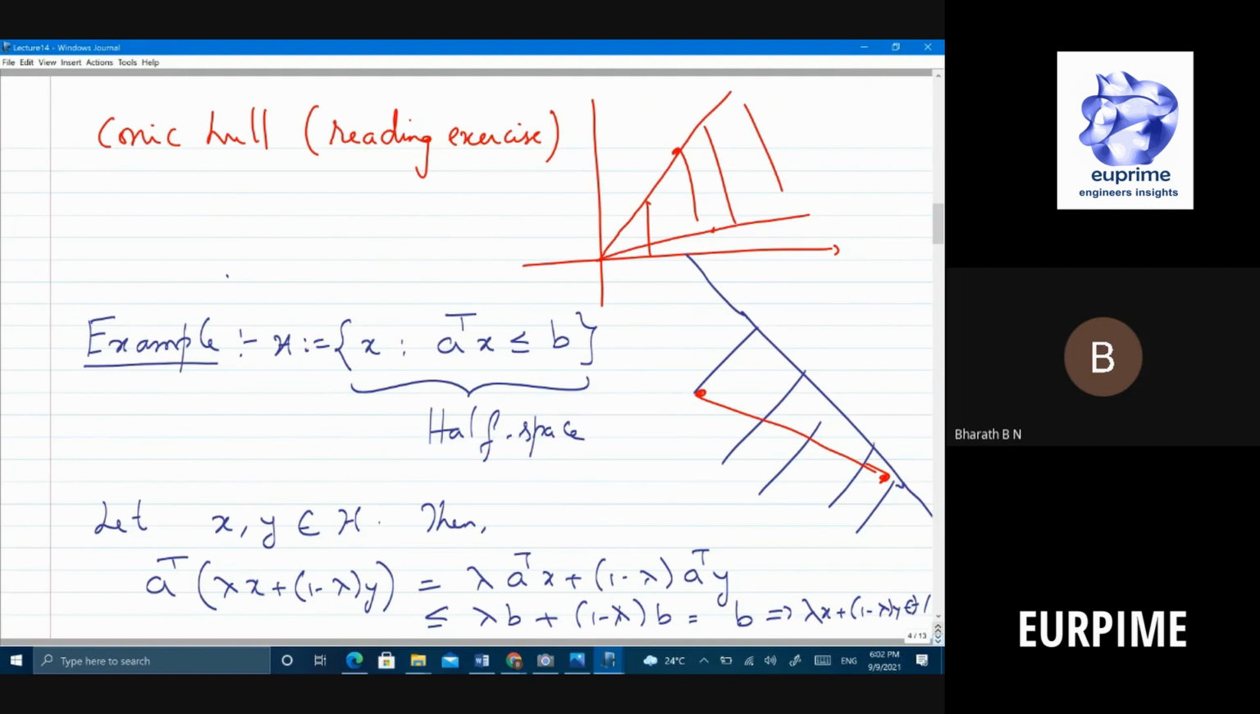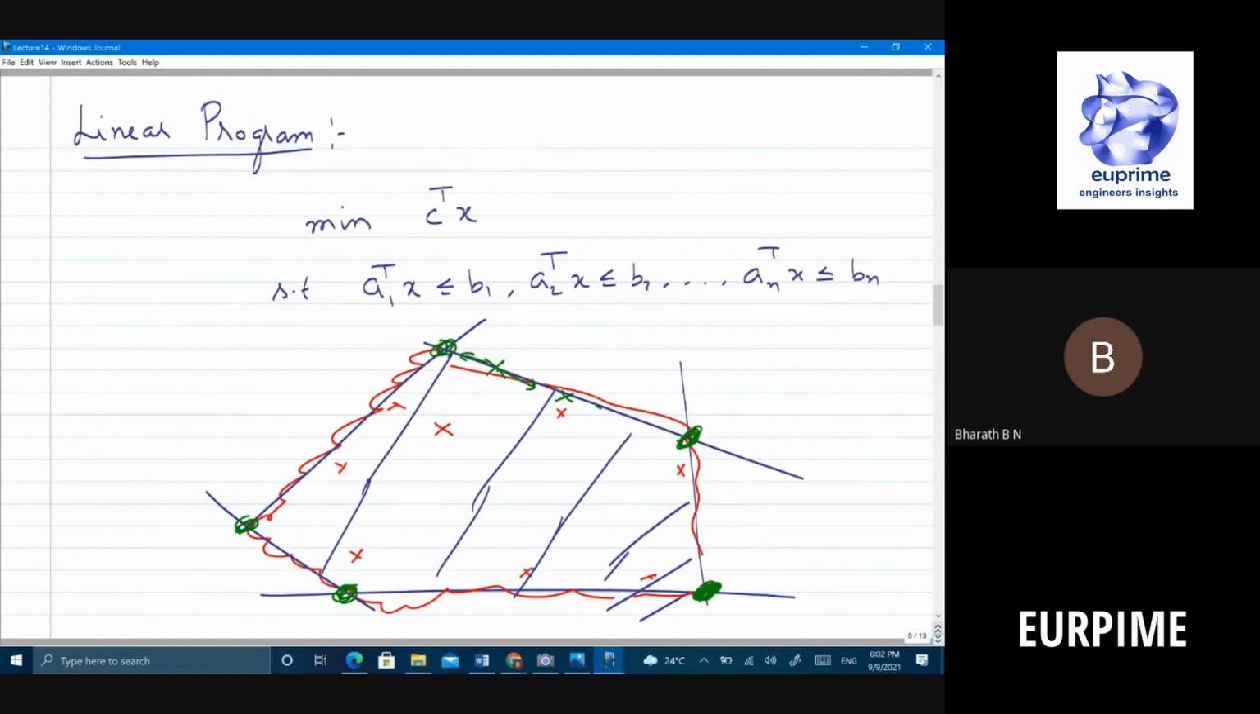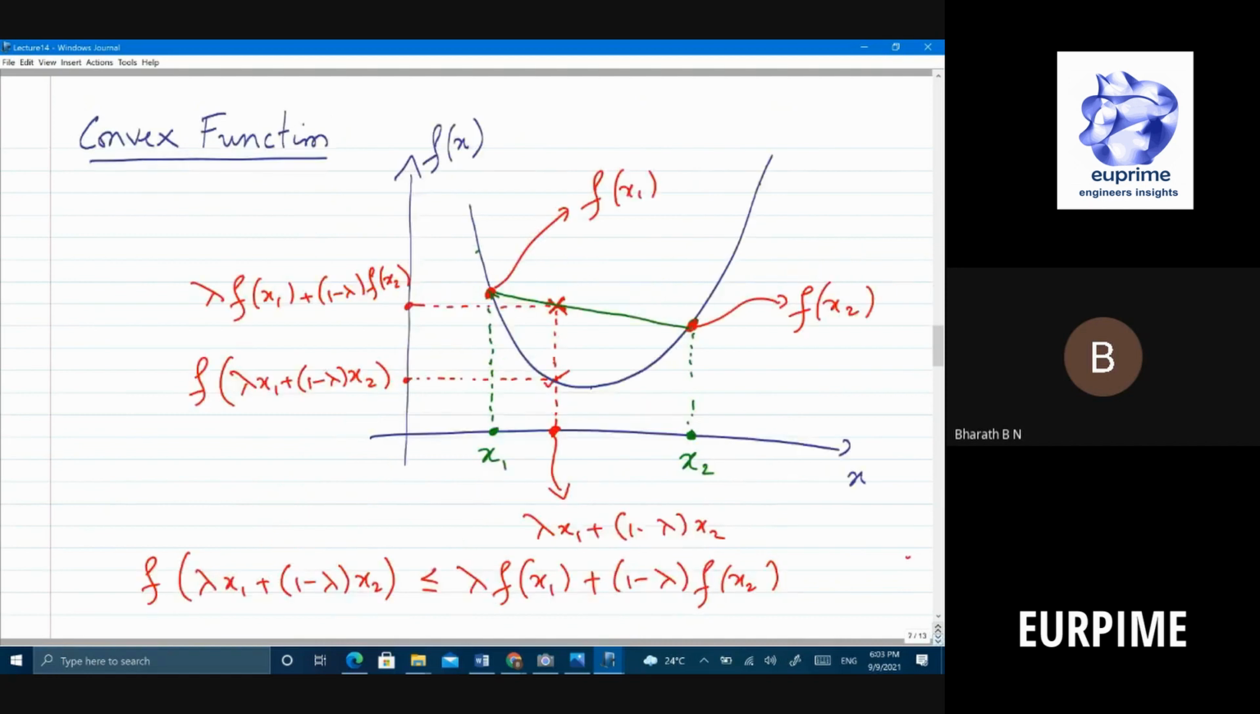As an example, we looked at half spaces. Half spaces turned out to be a convex set. Then we looked at an example wherein, of course, the intersection of convex sets is a convex set. We saw the proof. And then we looked at a specific linear program where the constraint set corresponds to the intersection of half spaces. So it's a convex set. I also gave some intuition about not how to solve a linear program, but what to expect out of a solution of a linear program.